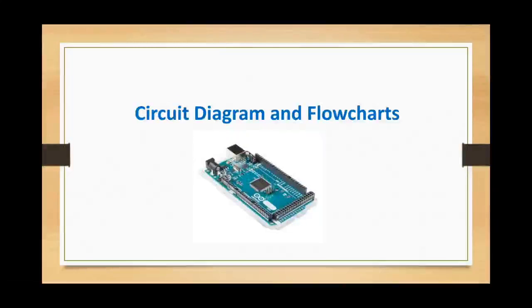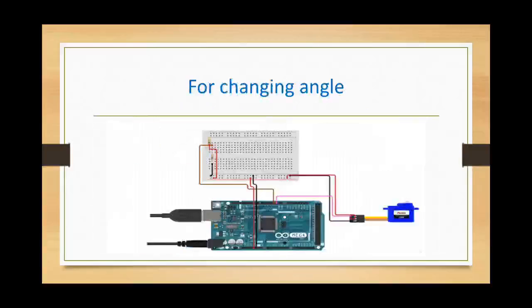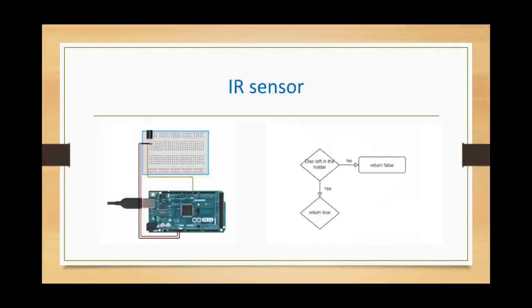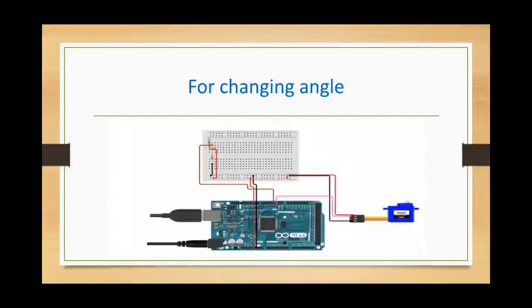Circuit diagram and flowchart. For the model to run, we have to make certain connections. Here are some circuit diagrams. This is the Arduino board which we are using for our model. This is the circuit diagram showing the connection between the DC motor and the Arduino board. And the flowchart explains how the DC motor works.